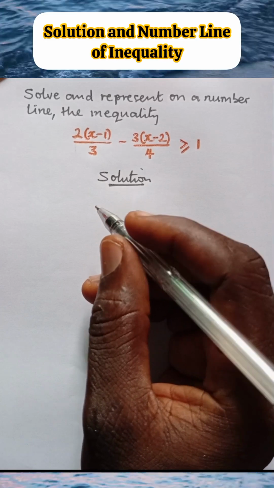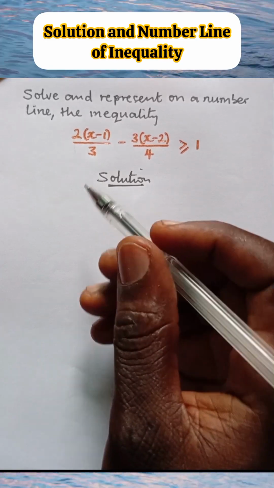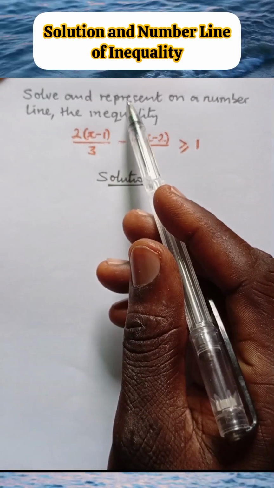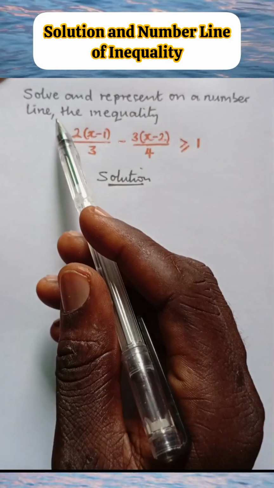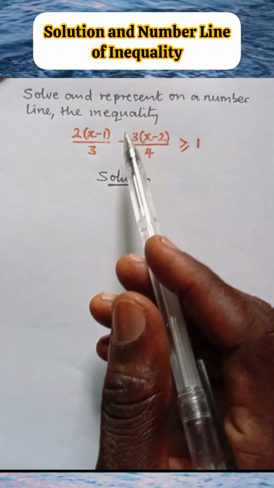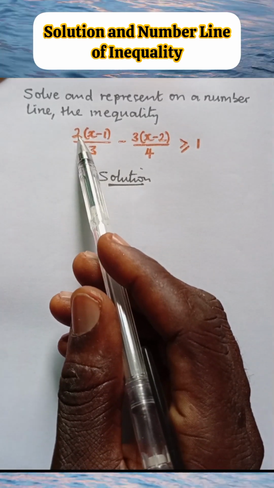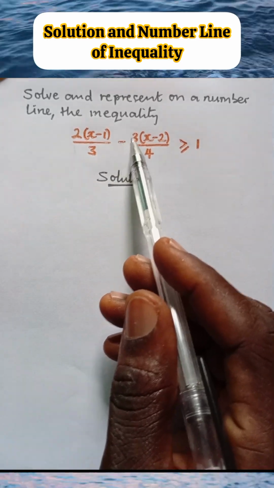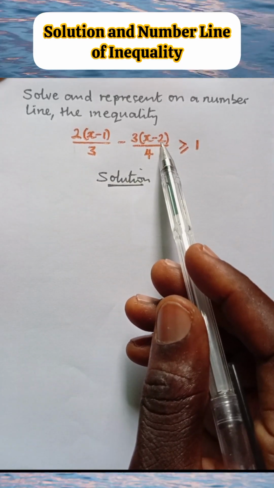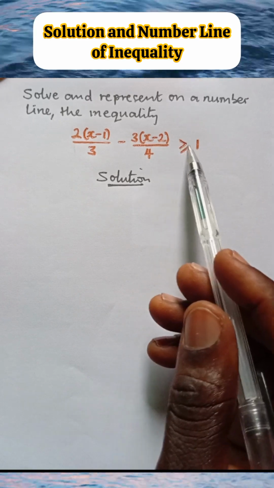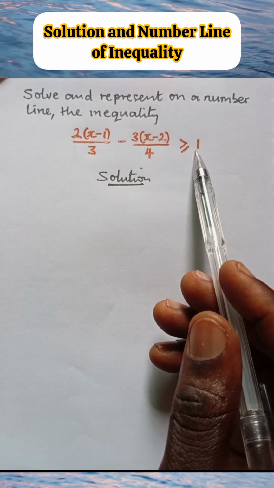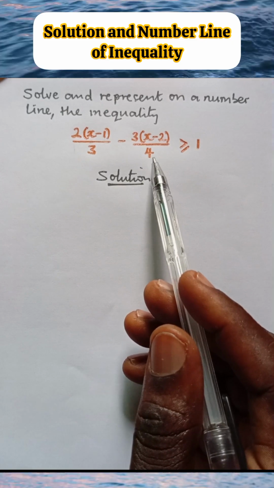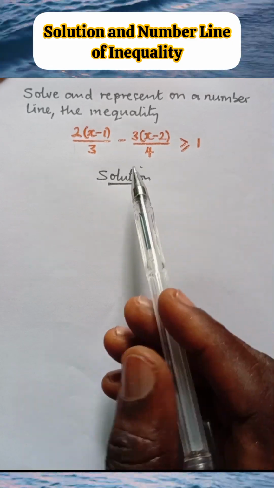We have a question here on linear inequality. Solve and represent on a number line the inequality. We have the inequality as 2(x - 1)/3 - 3(x - 2)/4 ≥ 1. We are going to solve this inequality and thereafter represent the solution on a number line.